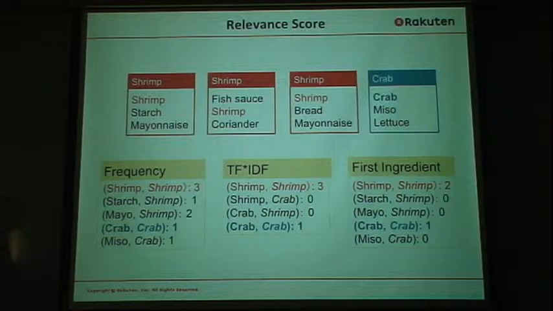TF-IDF considers the number of categories. Here, shrimp appears 3 times in the shrimp category, while it didn't appear in the crab category. So we think that shrimp is more relevant to shrimp than crab. Our proposed approach, first ingredient, is based on the position. We just give the score to the first ingredient in each category. Here, because shrimp appeared twice in the first position in the shrimp category, we give 0.2 to shrimp for the shrimp category.